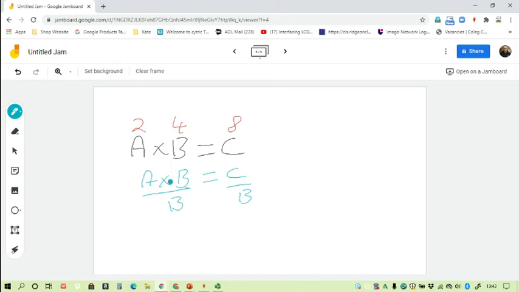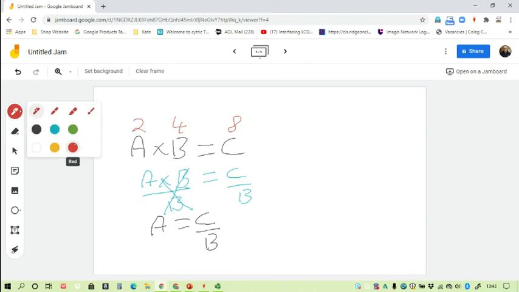So all we need to do is remember that we have two identicals and cross them out. So let's rewrite that formula. What we have left now is A equals C divided by B. Okay, so getting the red pen, let's check those numbers. 2 equals 8 divided by 4. And hopefully you know that's correct.